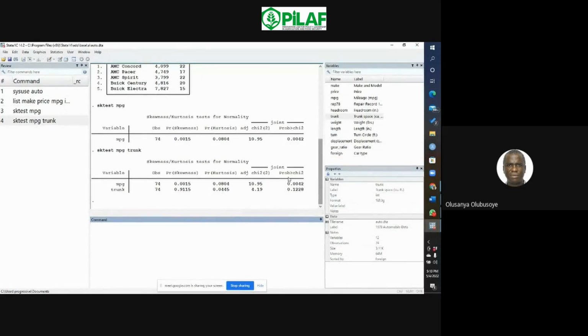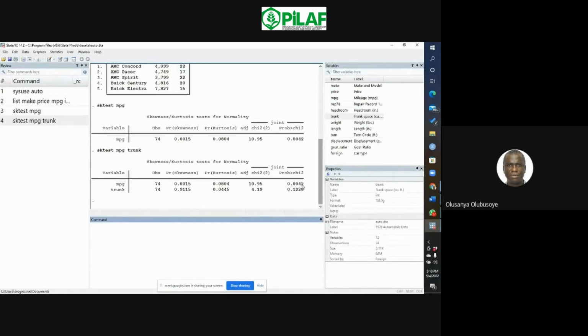We are basing our decision on this. Can you see where the cursor is? Yes, I can see it very well, sir. So can you see probability? Yeah, probability greater than chi-square. So that probability is based on this test statistic, chi-square. But don't worry yourself about that. The most important in this result is this value, which we call the p-value.